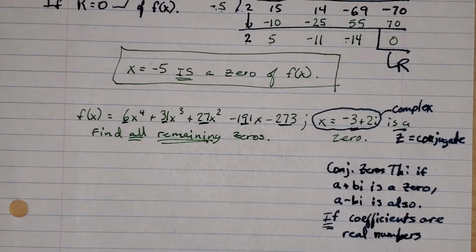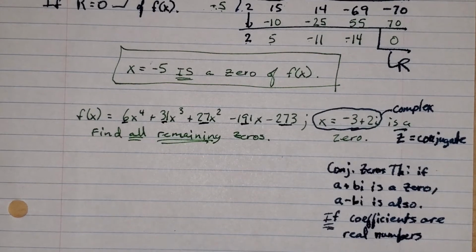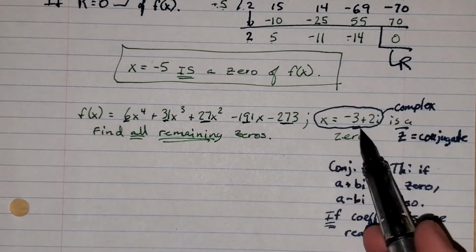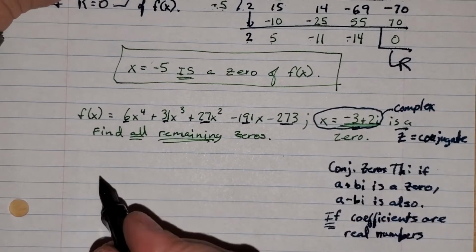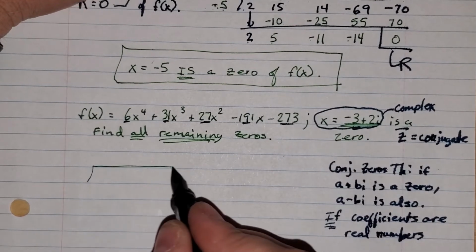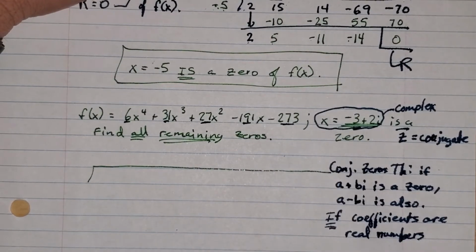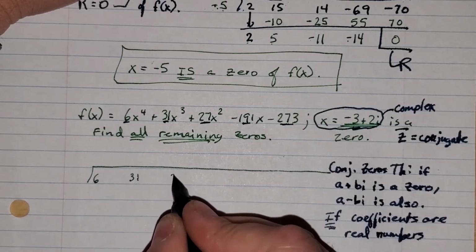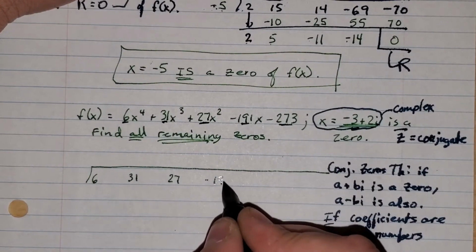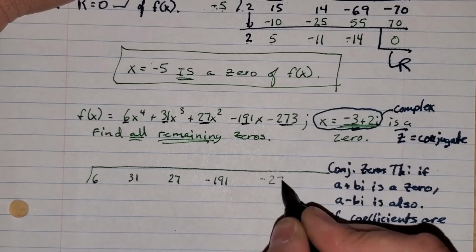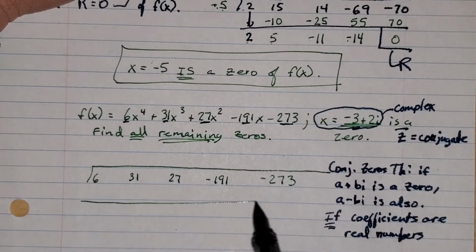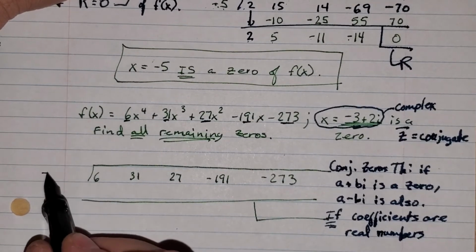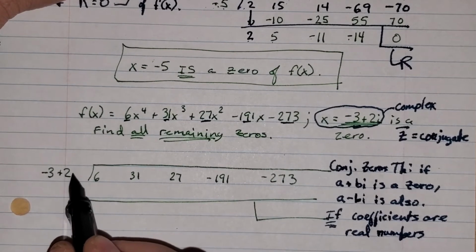I want to prove it to you. So here's what we're going to do. We're going to take this polynomial and we're going to divide by this given value. This will be fun, right? So synthetic division, and you need lots of room, I promise. Okay, so 6, 31, 27, minus 191, and then minus 273. We're going to come in here and that's our remainder, and we're going to divide by negative 3 plus 2i.